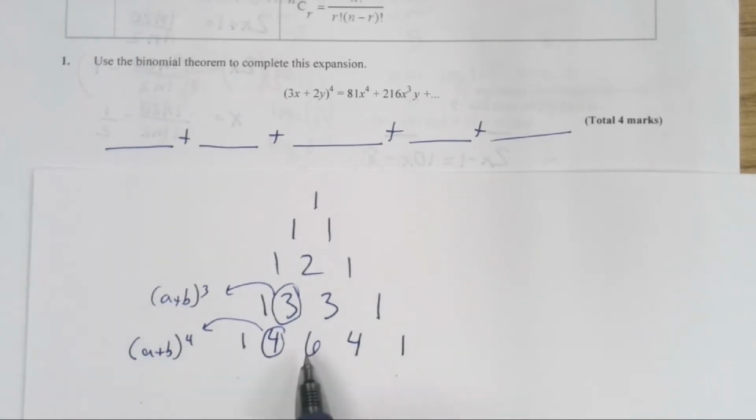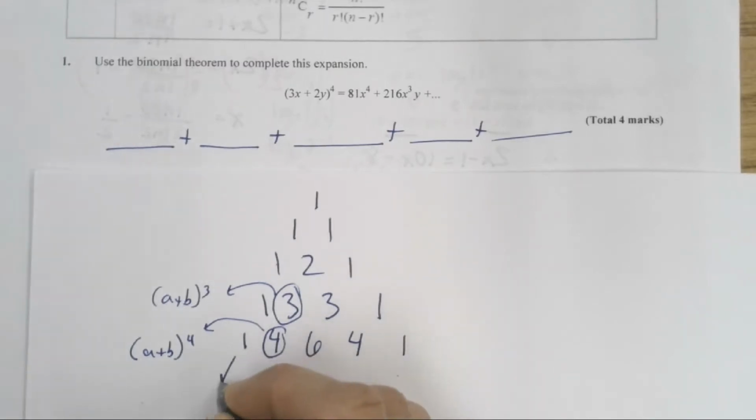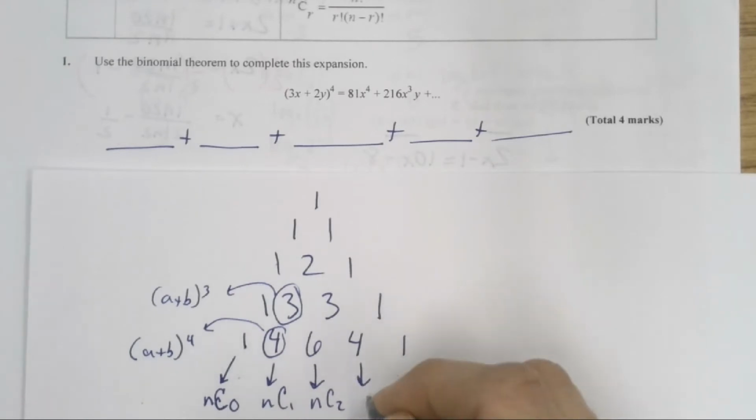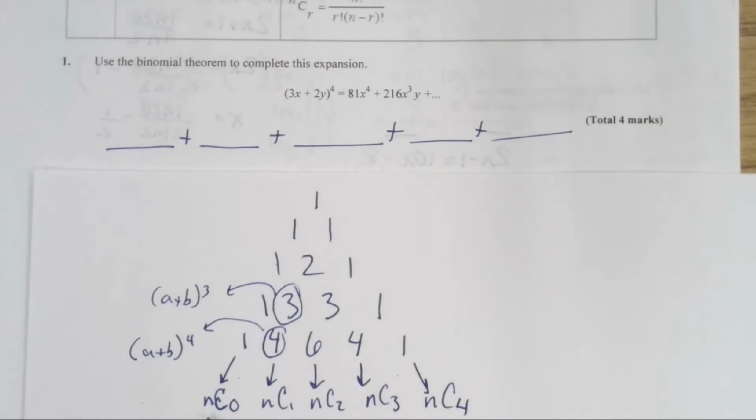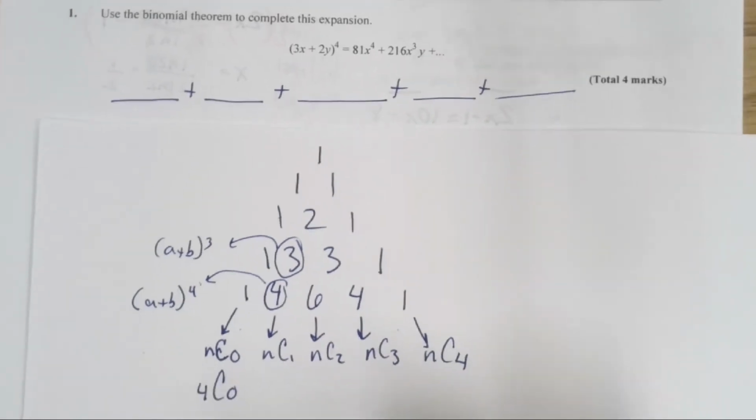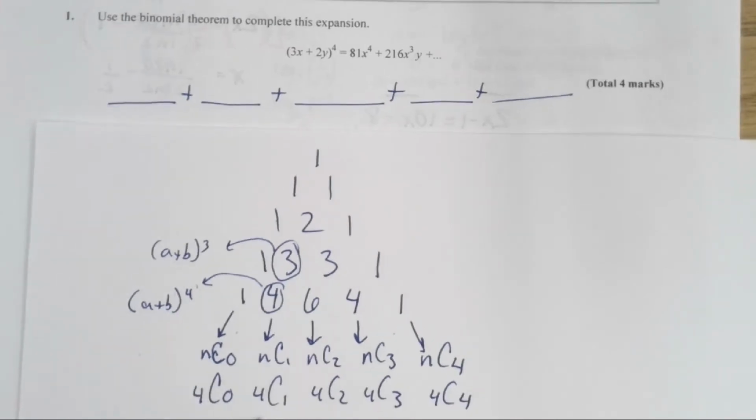Another way you can generate your numbers is this first number is going to be nC0. The second number is nC1. The third number is nC2, nC3, nC4, and the n comes from the power of your binomial. So this one would come from 4C0. This would be 4C1, 4C2, 4C3, 4C4. If we wanted to test one of those, let's just go ahead and find 4C1.